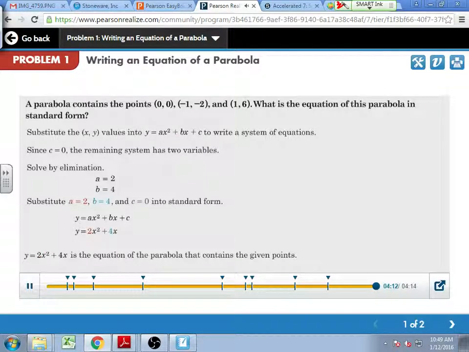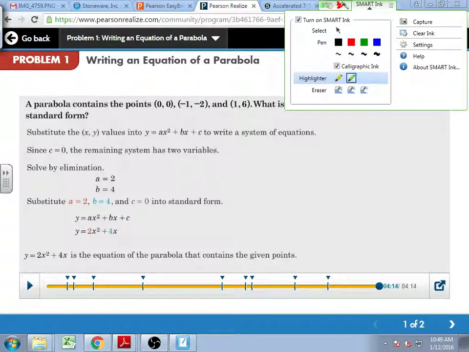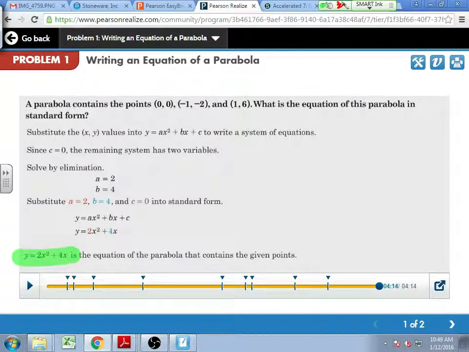Given my points, the equation becomes y equals 2x squared plus 4x plus 0, so we don't need to put the plus 0. If this makes sense, go ahead and move on and try that. Got it. Totally made sense.